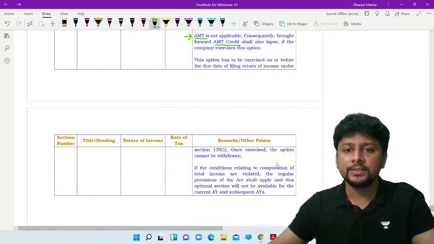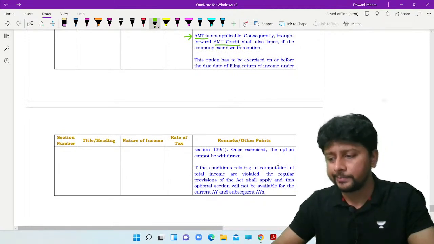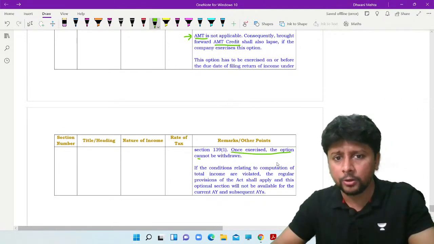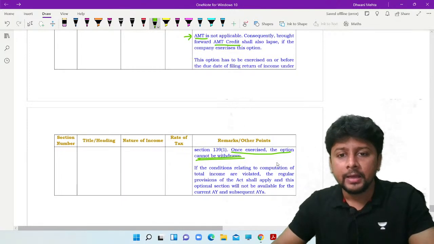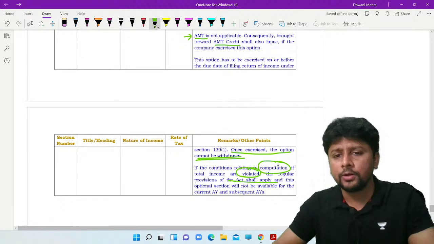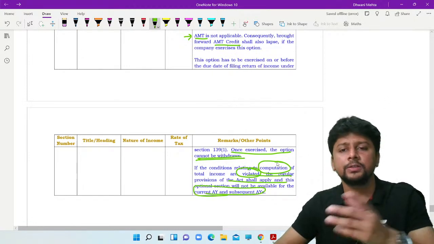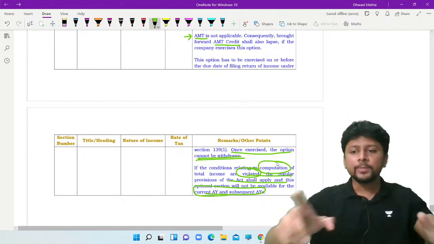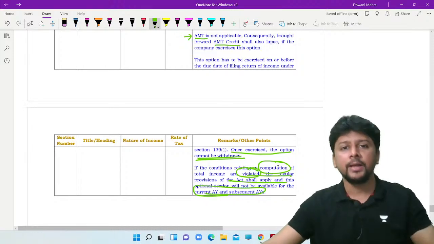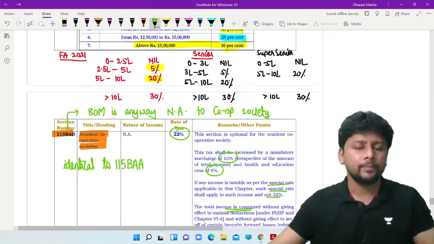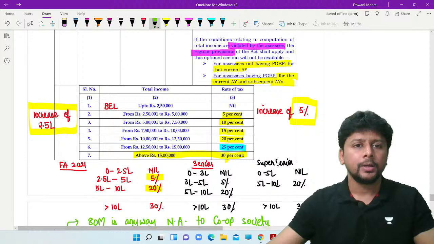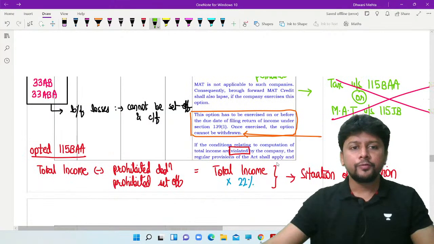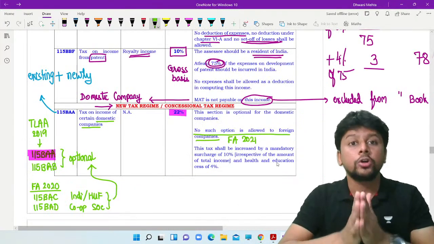You have to exercise this option on or before the due date. Once exercised, the option cannot be withdrawn. If the conditions relating to computation are violated, then regular provisions will apply. And for the current year and for the subsequent years, this section will no longer be applicable. So this is very much identical to 115 BAA. Very much identical. So these were the four sections: concessional tax rate or new tax regime.